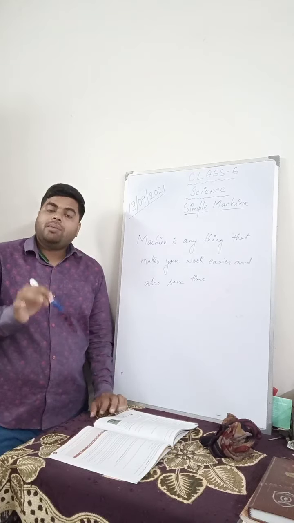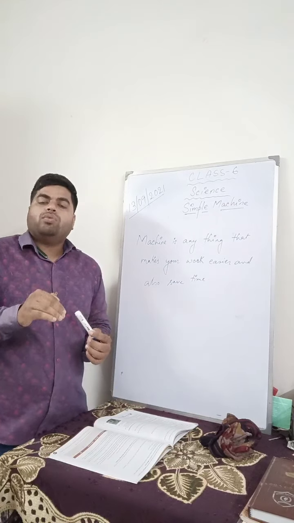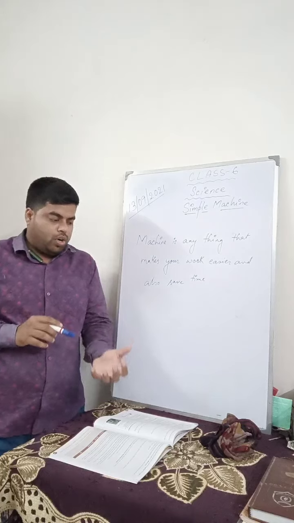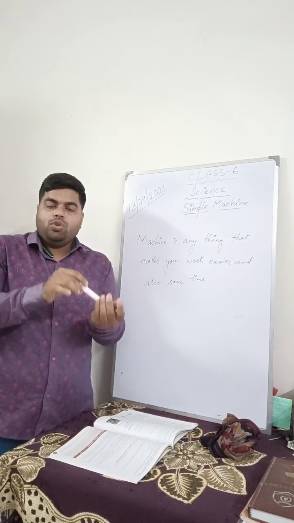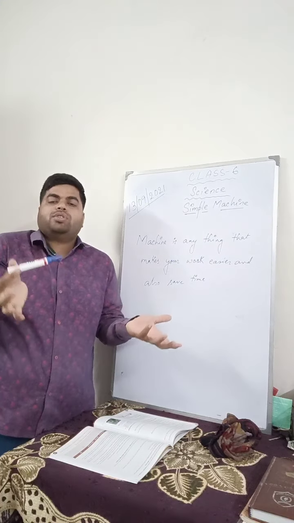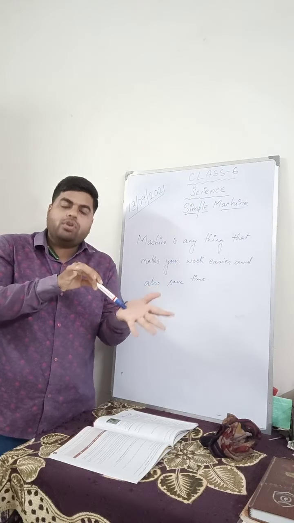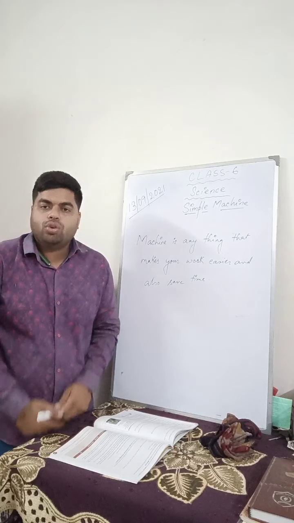Fulcrum. Fulcrum is that fixed point where you want to do the work. Suppose you want to move a big stone and you put a simple machine, for example a rod. That fixed point where you apply the force to move the object is known as the fulcrum.